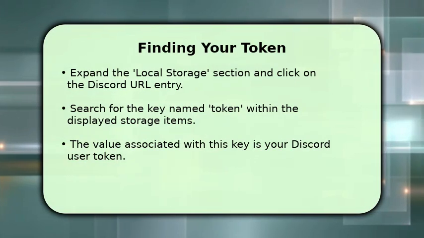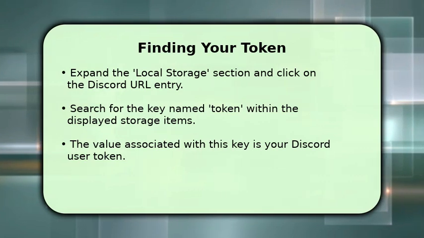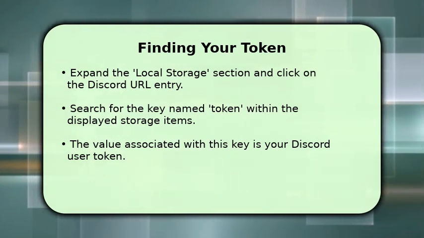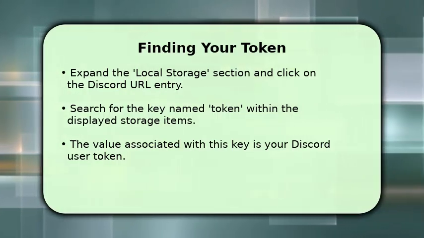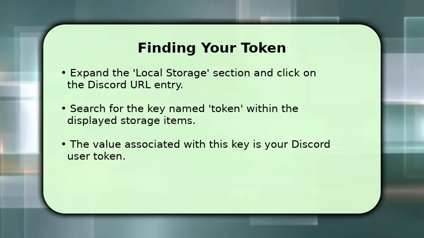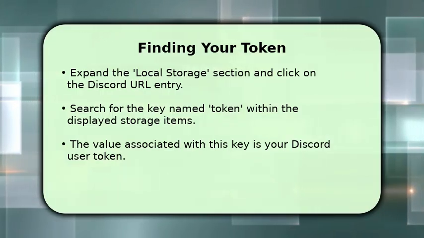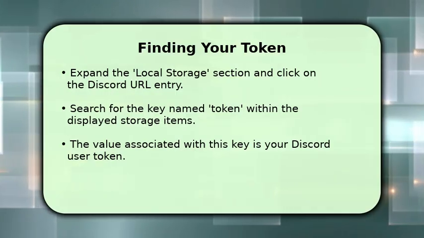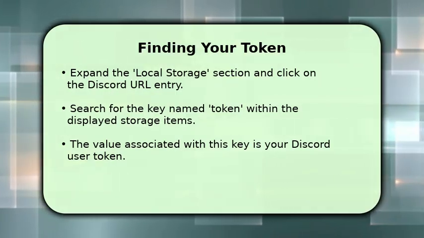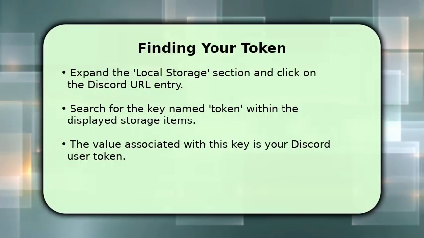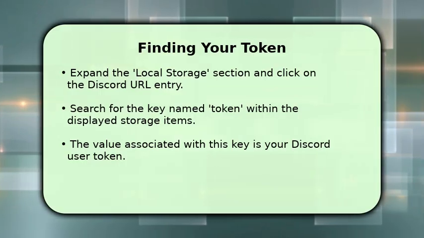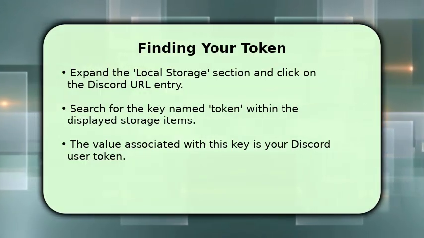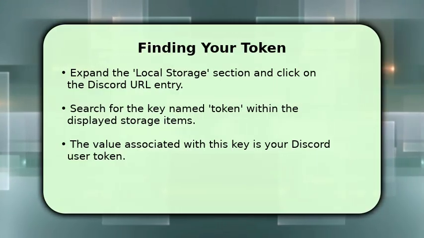Now that you're in the Local Storage section, you'll see a list of website URLs. Click on the entry that corresponds to Discord, usually something like https://discord.com. This action will display various stored items. Look for an item with the key named token. The long string of characters associated with this token key is your Discord user token. Copy this value carefully, remembering its sensitive nature.